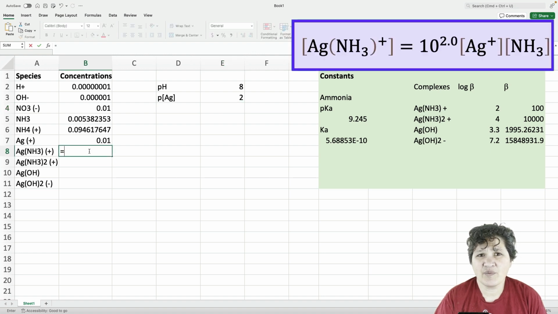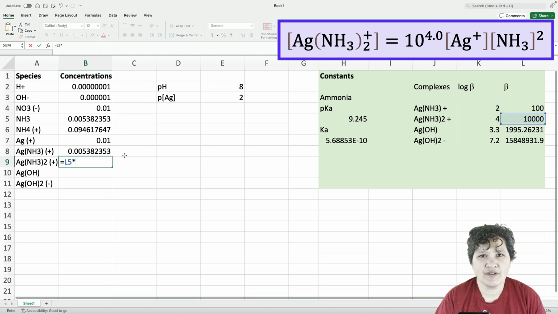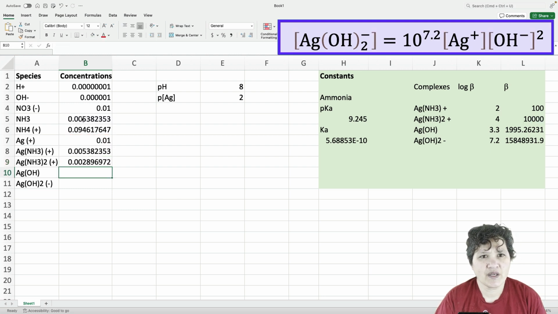Now let's look at our complex concentrations. So this first one will be equal to beta 1 for ammonia times our free silver concentration times the concentration of ammonia. This one is going to be equal to beta 2 for ammonia times our free silver concentration times the concentration of ammonia squared. This one will equal beta 1 for hydroxide times free silver times hydroxide.